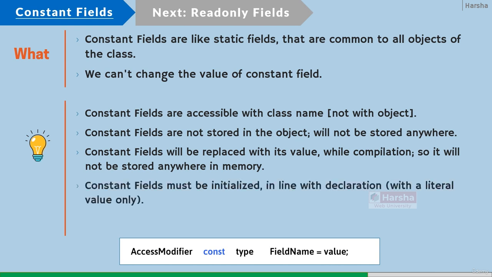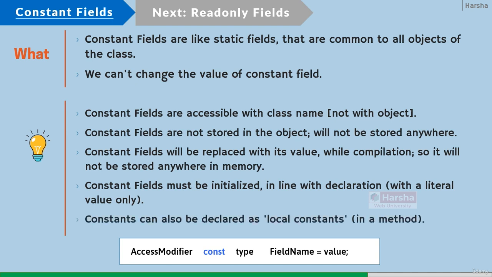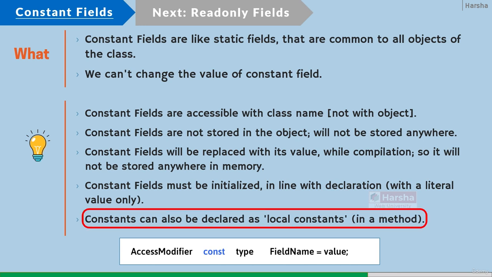So that is the reason constants are common to all the objects, because its memory is not allocated inside the object. And constant fields are not stored anywhere, because constants are replaced with actual value always. Constants must be initialized with literal values only. That means we cannot initialize the value of a method return value into the constant. Constants cannot be declared inside the method. At that time, they are called local constants rather than constant fields.